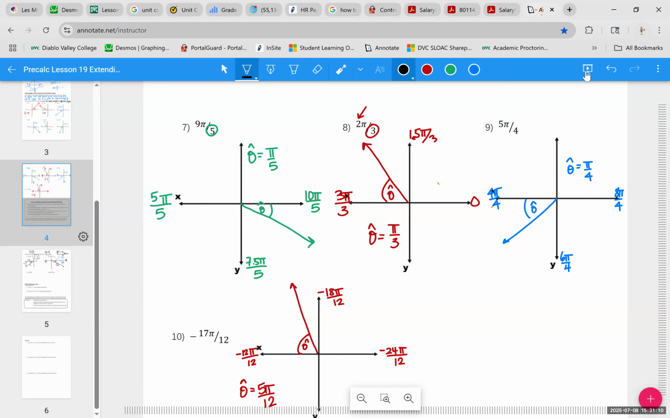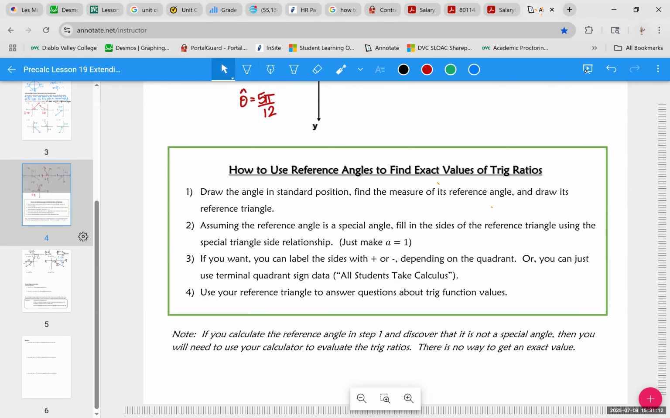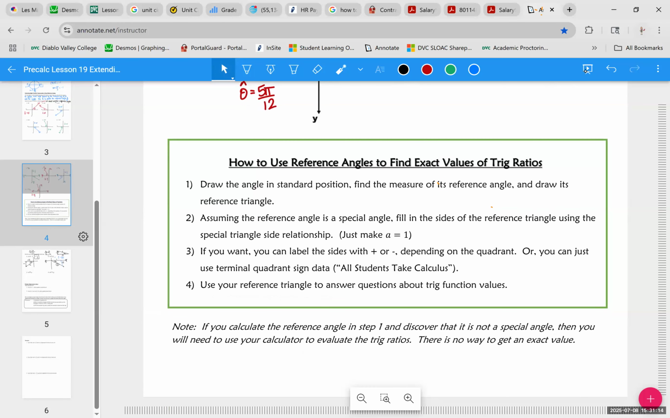All right, so let's go back to the instructions that I have written out here and make a little sense of them. How to use reference angles to find exact values of trig ratios. So draw the angle in standard position, find the measure of its reference angle, and if necessary, if you want to, draw its triangle. You don't necessarily have to if you have the triangle already referenced.